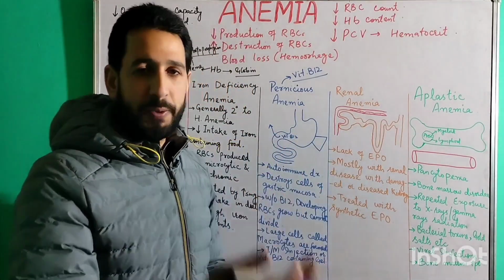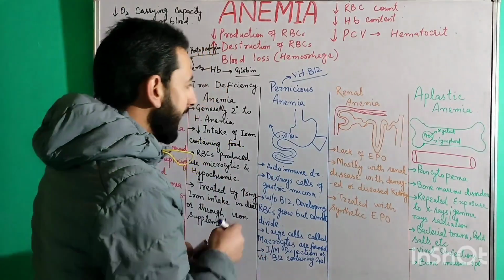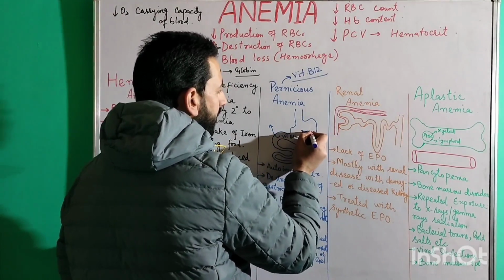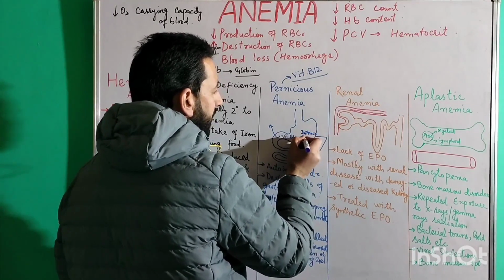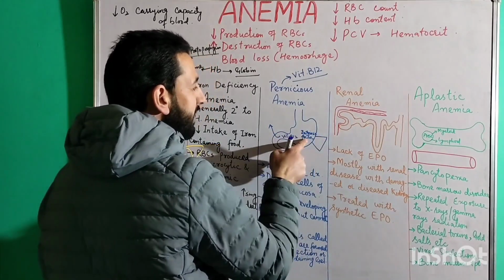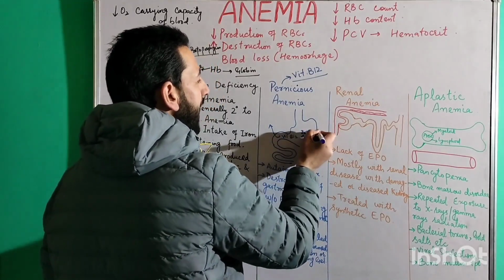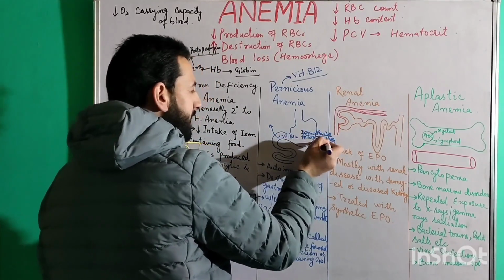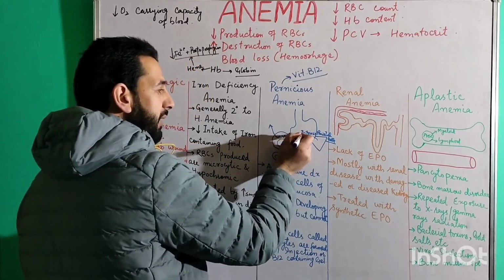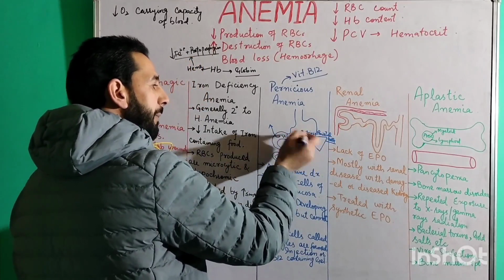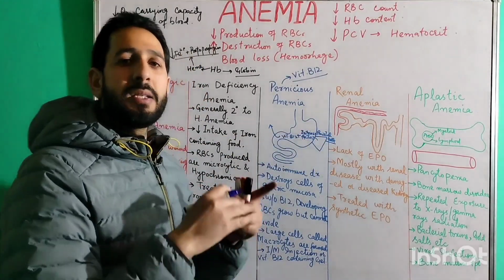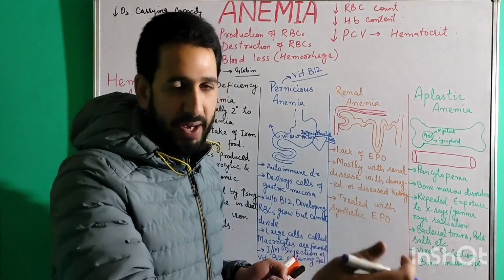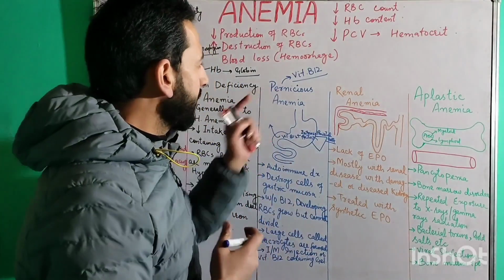But for the absorption of vitamin B12, we need a protein there, and that protein is called as intrinsic factor. And this intrinsic factor is actually secreted by the parietal cells in the stomach. These parietal cells are secreting the intrinsic factor, and this intrinsic factor combines with vitamin B12, and it is this intrinsic factor which helps the vitamin B12 to get absorbed from the gastrointestinal tract into the circulation. Now, what happens in the pernicious anemia?